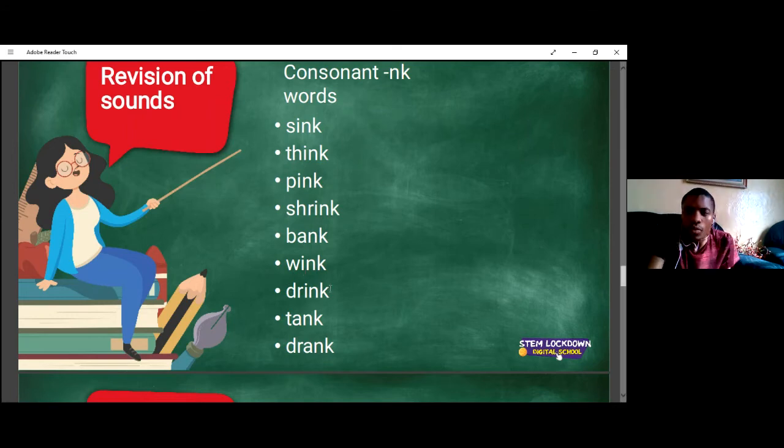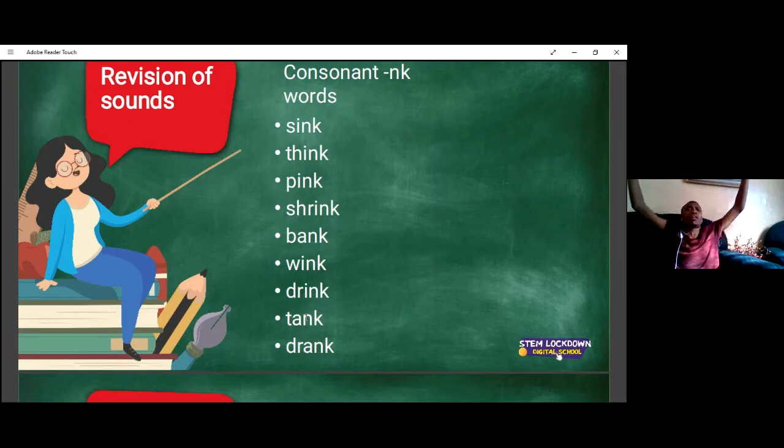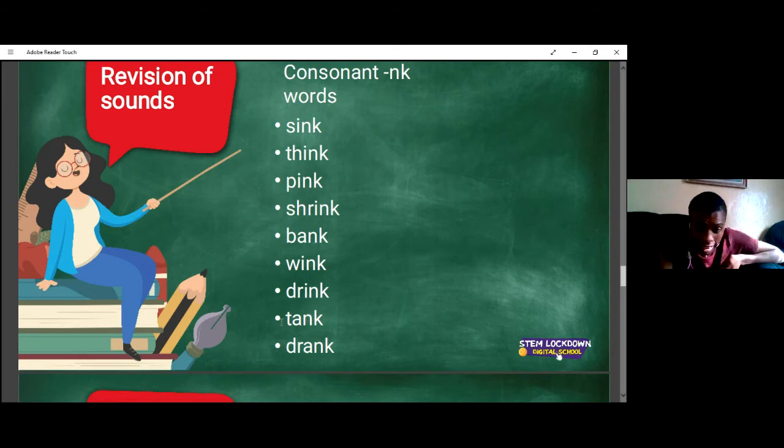Drink is when you put water or juice in your mouth and swallow it. That's drink. And then tank is the way we store a lot of water, or where we put our petrol in a car, or the army tank, where the soldiers come on top and drive it around. It is a big vehicle with big wheels that can even go over cars. That's a tank. And then drank, it's the past tense of drink.